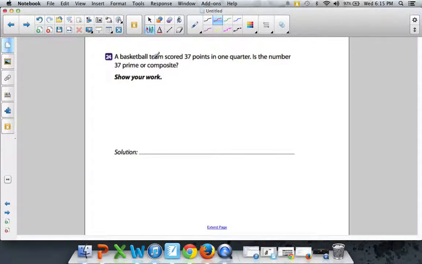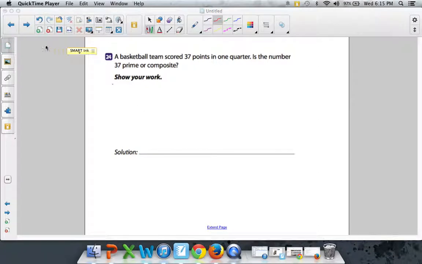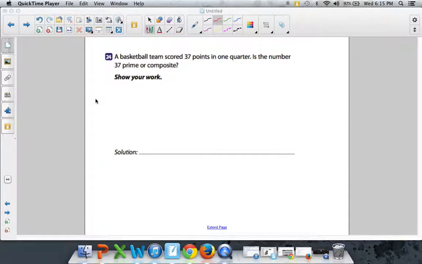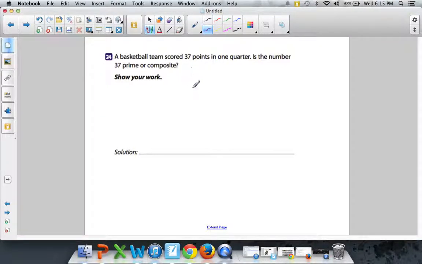A basketball team scored 37 points in 1 quarter. Is the number 37 prime or composite? So they want you to show work. So one way to do this is to think about 37 and what can you do to get to 37? You can do 1 times 37.